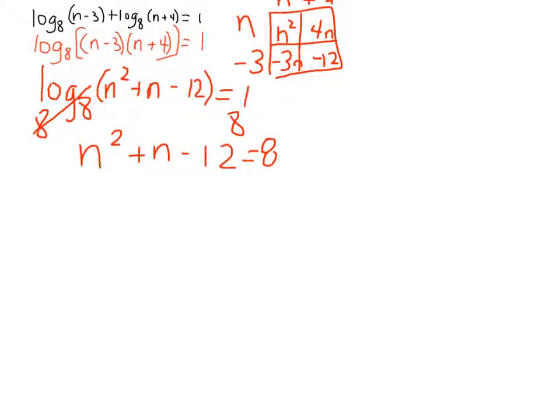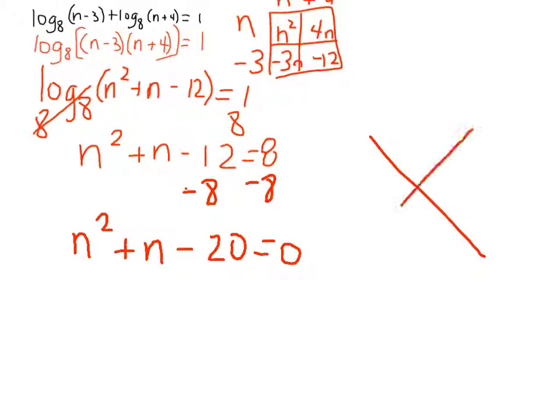This is a quadratic, and if you remember with quadratics, I need to move everything to one side before I can solve. So I'm going to subtract 8 from both sides. That's going to give me n squared plus n minus 20 equals 0.